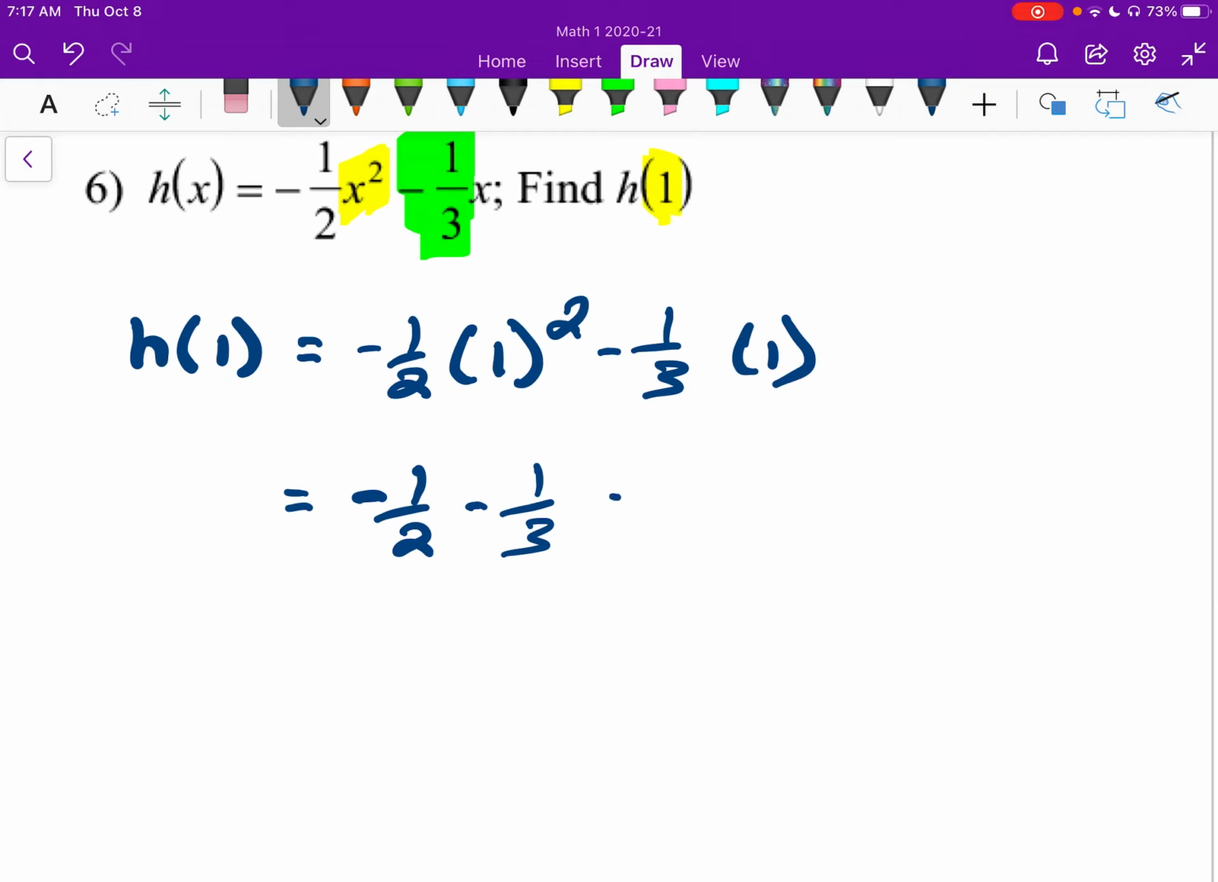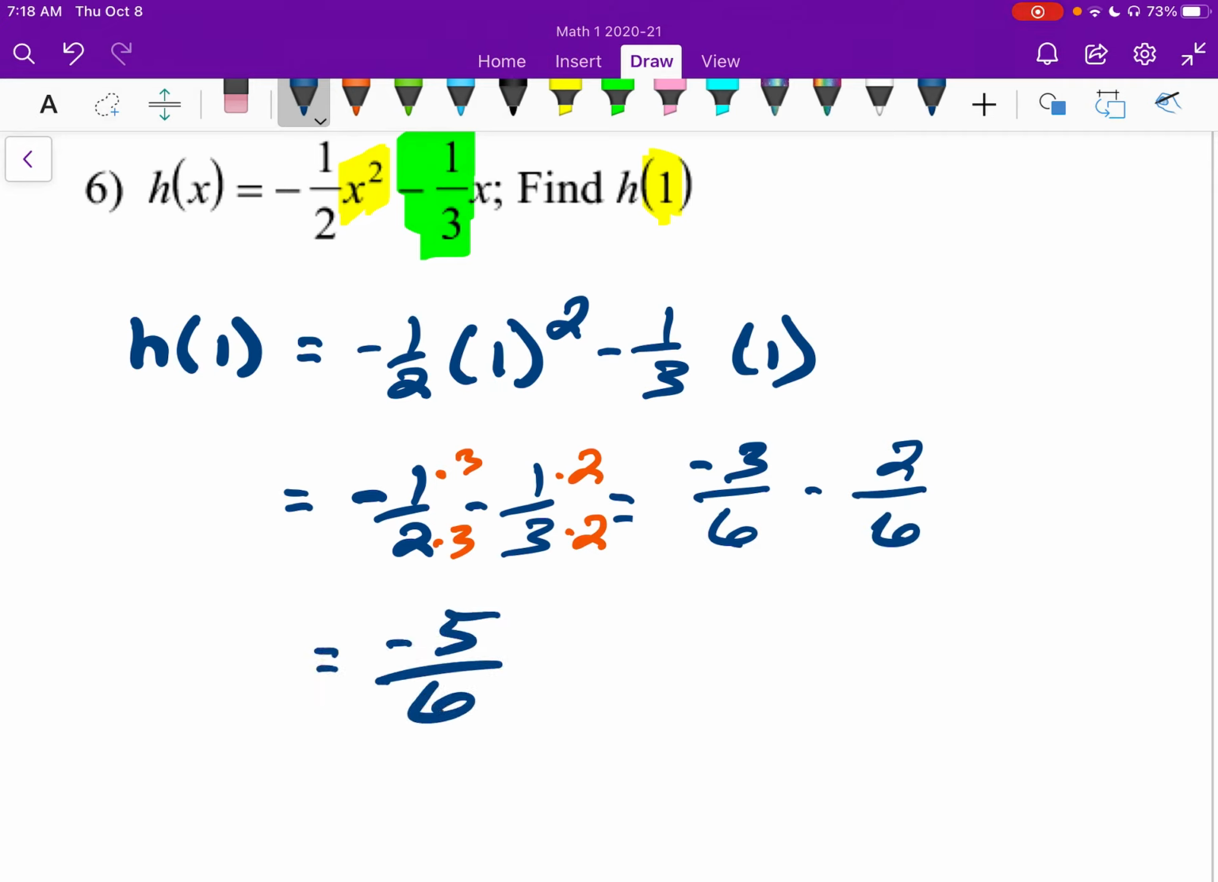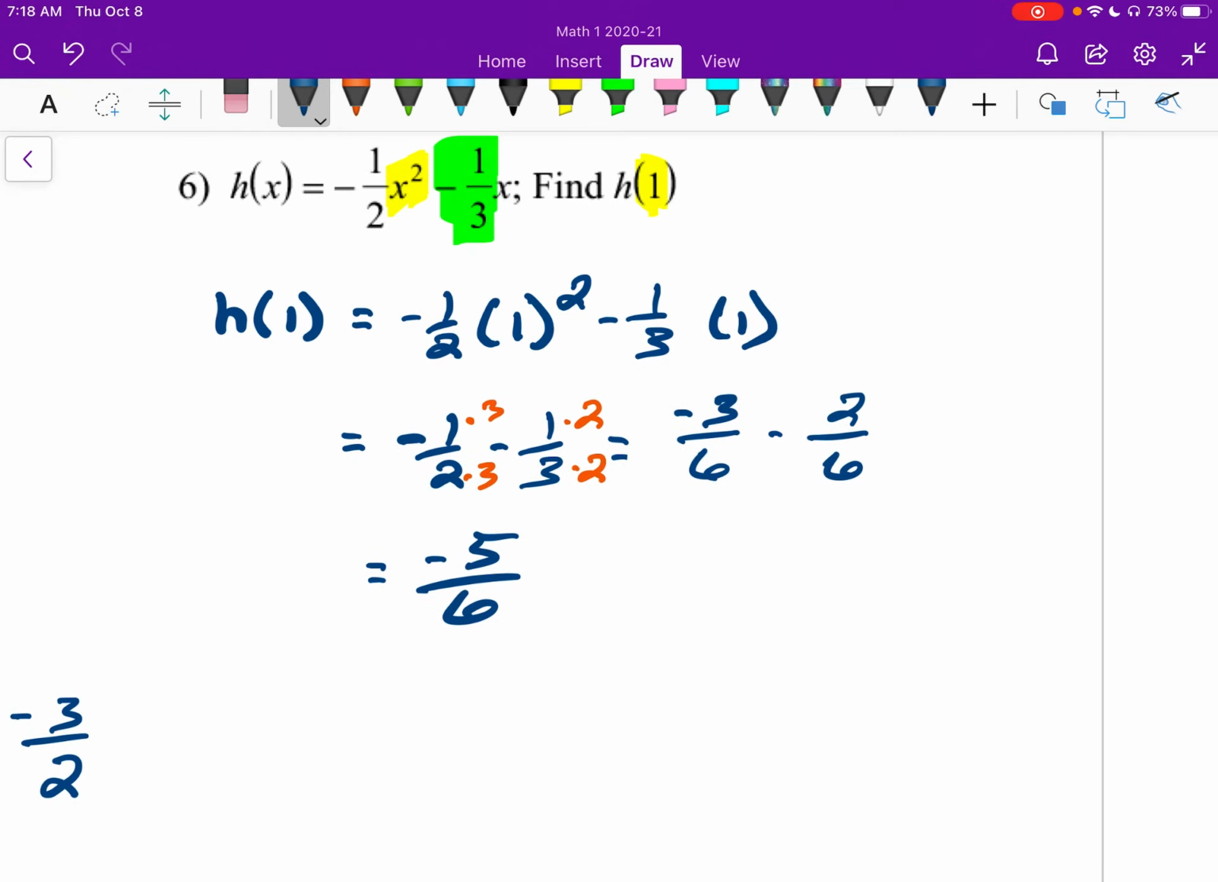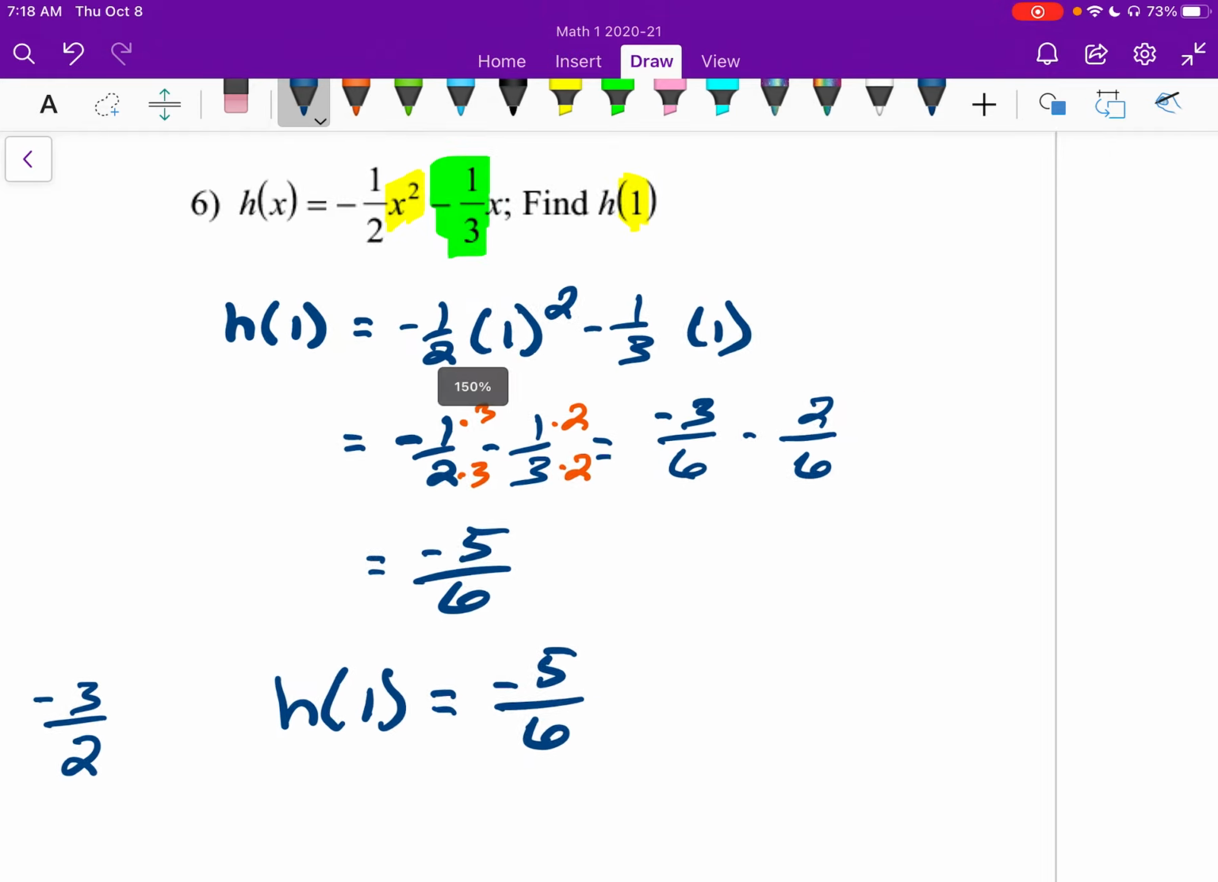All right, now to get common denominators, on the left one, I'm going to multiply by 3/3. On the right one, 2/2. This will give me negative 3/6 minus 2/6. This gives me negative 5/6. And again, if you don't like doing that fraction work by hand, you can type that into a calculator. So h of 1 is negative 5/6, and that's our answer.